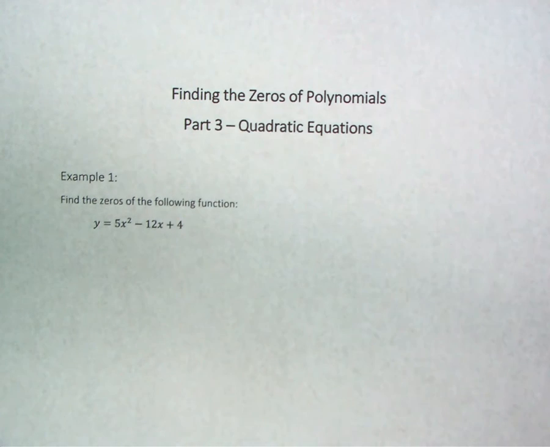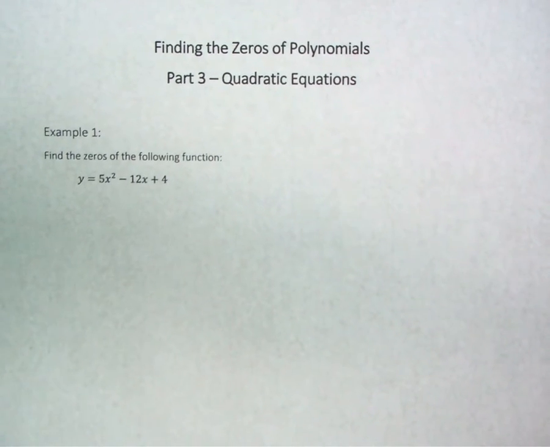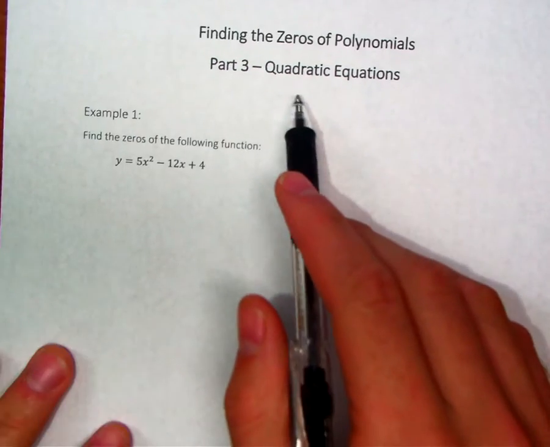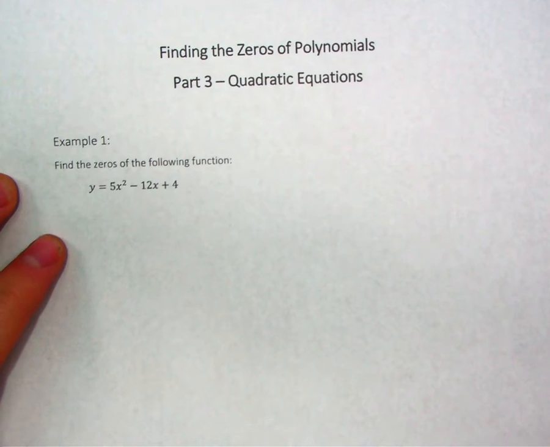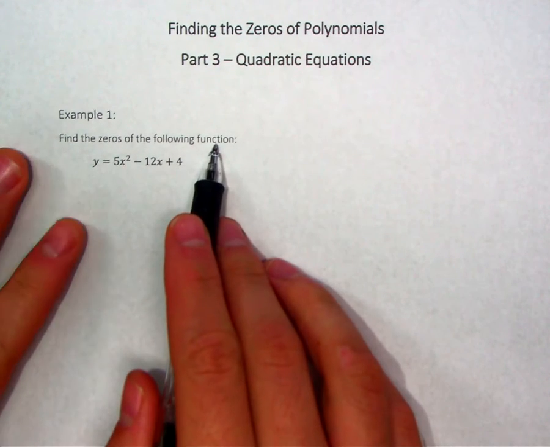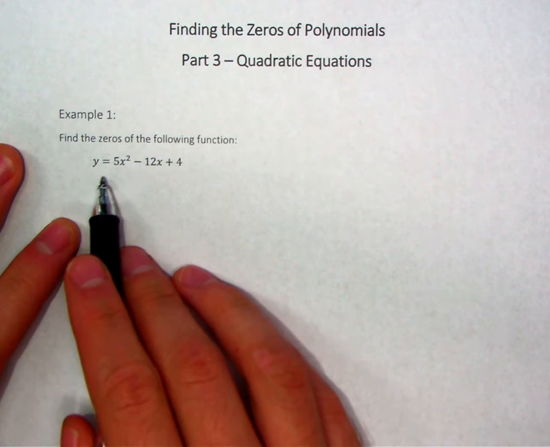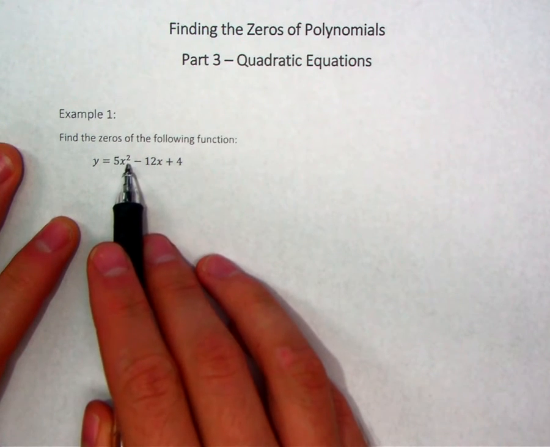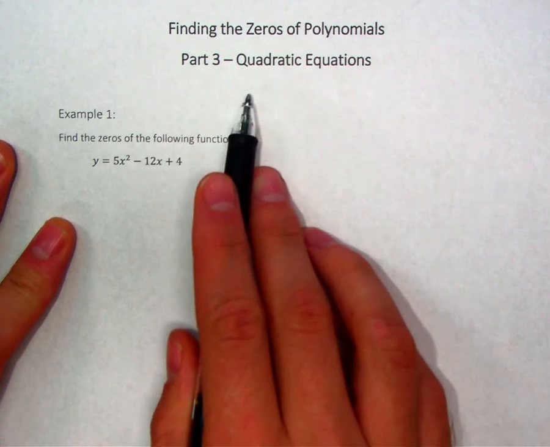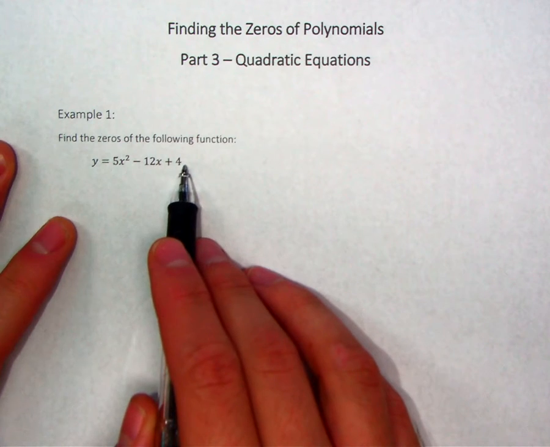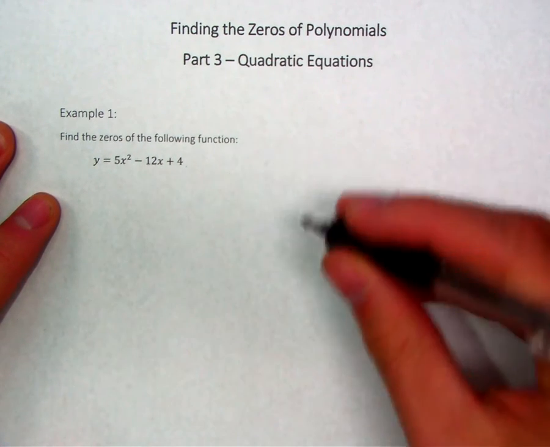All right, so here is an extra example of finding the zeros of quadratic equations. Example 1. Find the zeros of the following function. y is equal to 5x squared minus 12x plus 4. This is a quadratic equation, right? All right, so how are we going to find the zeros?